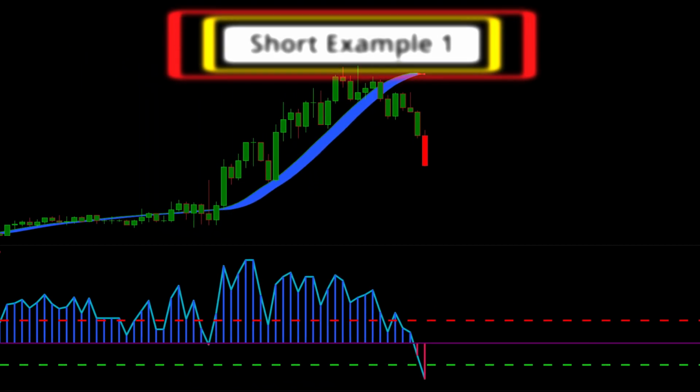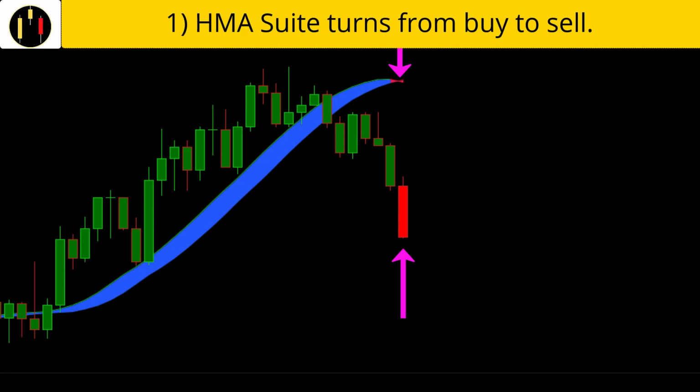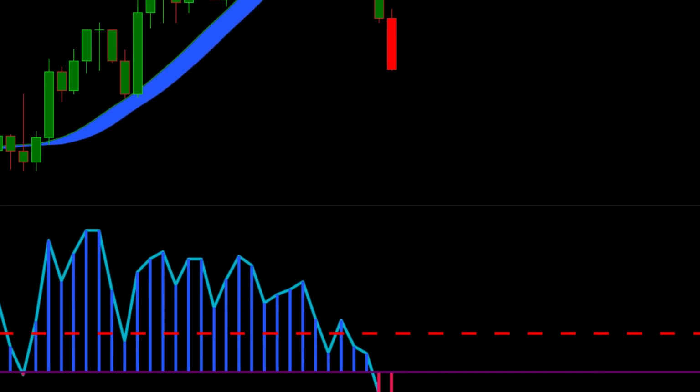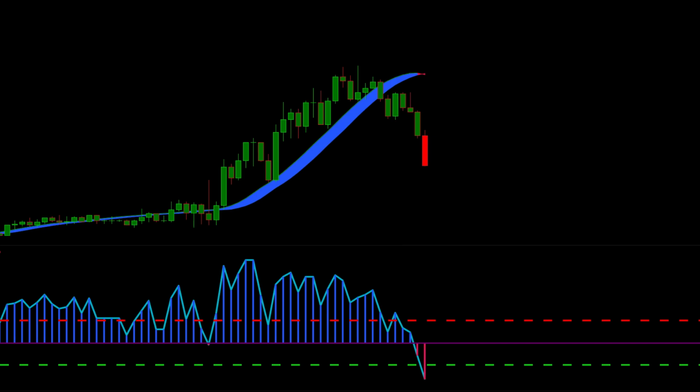Now we flip to shorts. This is what I will test for shorts. We are looking for the Hull Suite to turn from a buy to a sell, represented by blue to red. Second, the RSI histogram must be at or lower than the -10 line on the first candle where the HMA turns to a sell. This is our trigger candle.